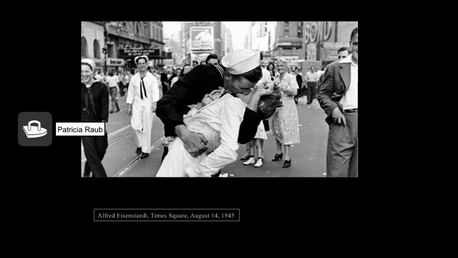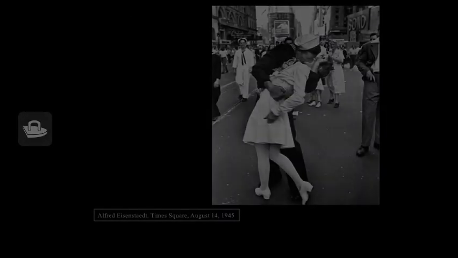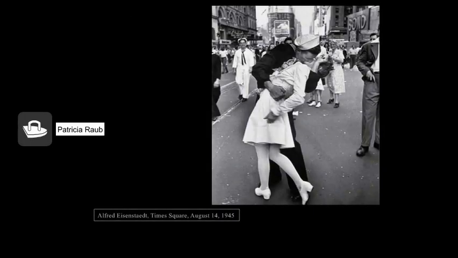Back in the United States, civilians and soldiers alike celebrated when the end of the war was announced. And this famous photograph by Alfred Eisenstadt was taken in Times Square, August 14th, 1945. Here's another view.